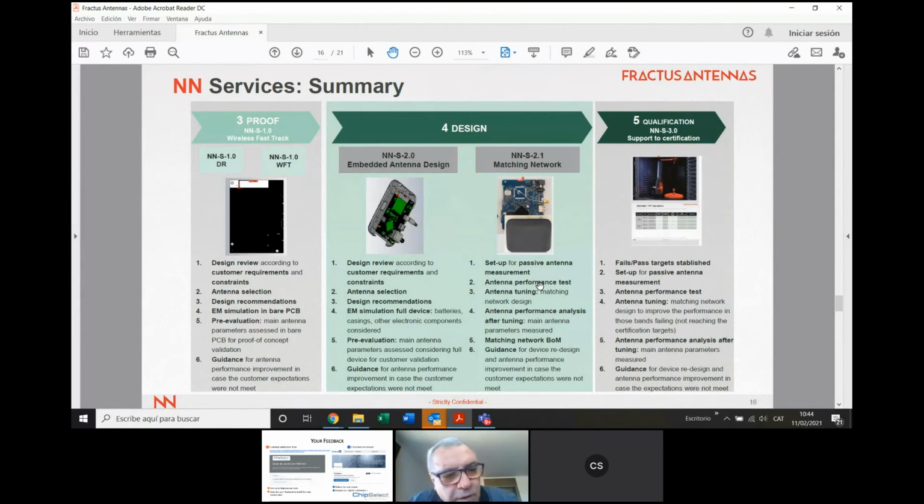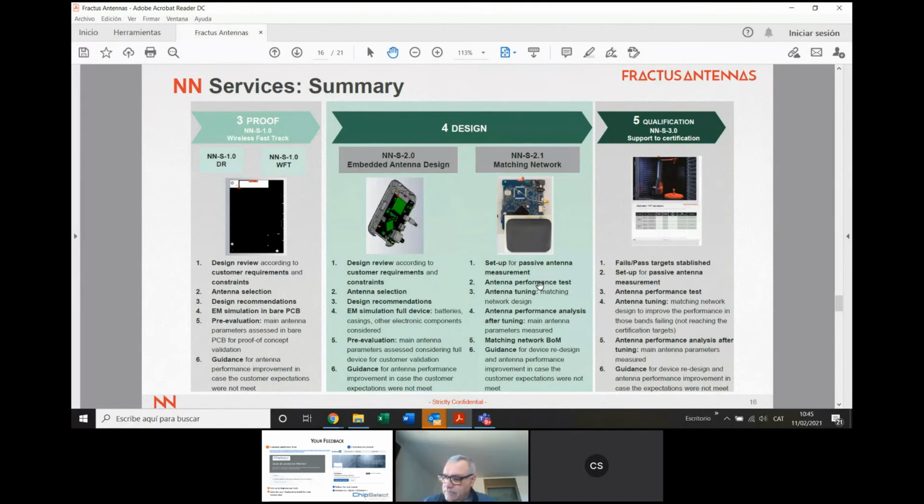We are always working with omnidirectional antennas. So if you need a directive antenna, we cannot support that with our antennas, which are omnidirectional. In some cases, we can modify the radiation pattern a little bit with the matching network, but not much. We try to maximize the radiation in all directions. Okay.